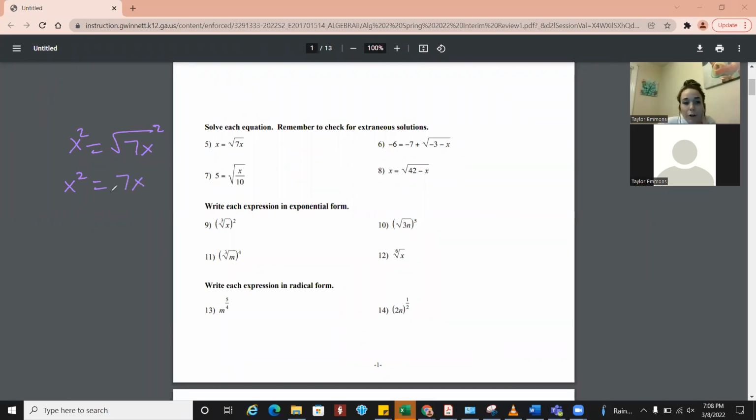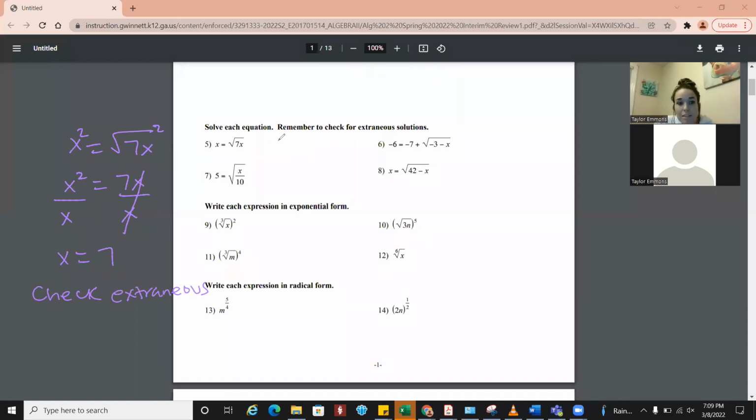Now we're trying to solve for x. So we're going to divide both sides by x. These will cancel. And so I'll end up with x equals 7. One thing to think about is with radicals, you're going to have to check for extraneous solutions. So that means you're going to take what you get here and then plug it back into the original to check and make sure that it actually works. If it doesn't work, it's not going to be a solution.